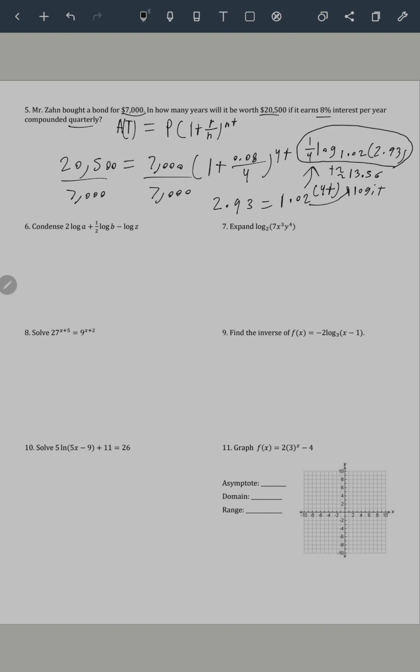This is a calculator question. You need a calculator for this. But this is how you solve it. You turn it into a log, you turn a log into a decimal. And that is how much time it will take. Right, now we go on to condensing logs.